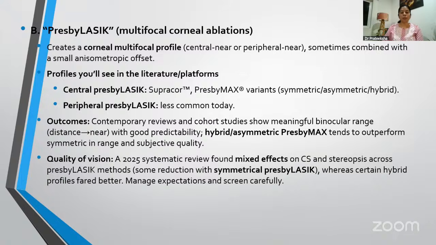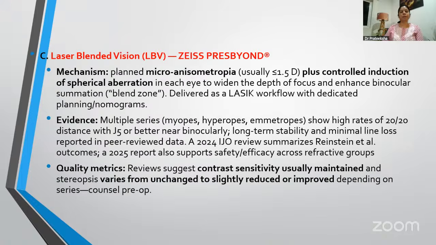Outcomes: contemporary reviews and cohort studies show meaningful binocular range with good predictability. Hybrid asymmetric PresbyMax tends to outperform symmetric in range and subjective quality. Quality of vision: a 2025 systematic review found mixed effects on contrast sensitivity and stereopsis across presbyopia methods, with some reduction in symmetrical presbyopia, whereas certain hybrid profiles fared better. Manage expectations and screen carefully.